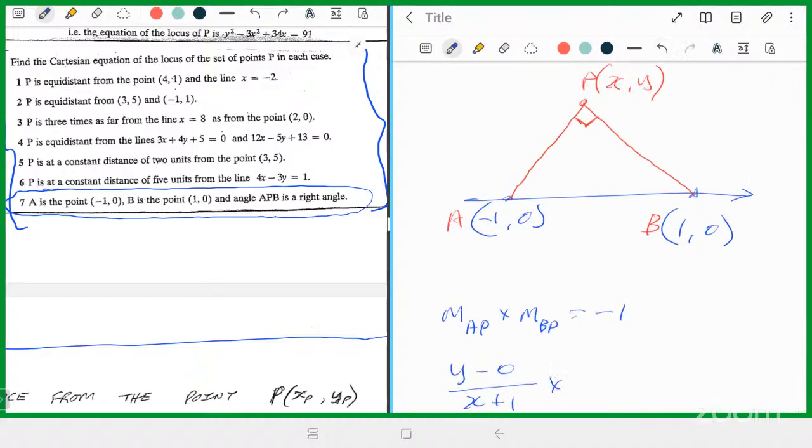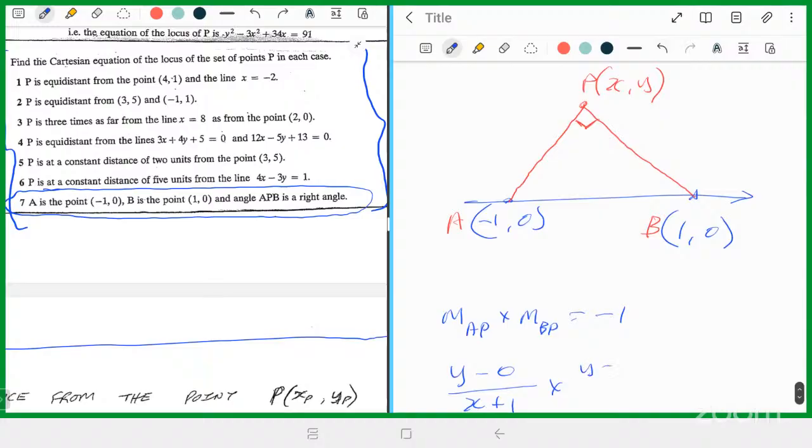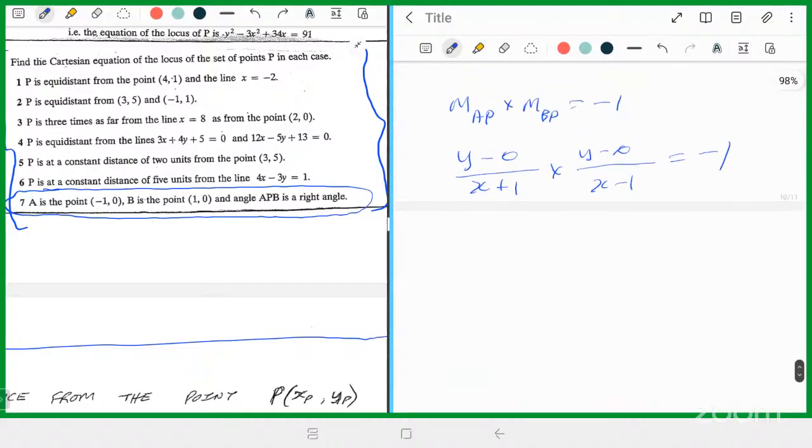Times the gradient of this line, which is difference in y, that's y minus 0 again, over difference in x, that's x minus 1. And that's all equal to negative 1. That's what you're solving there. So the numerator becomes y squared, and the denominator becomes the difference of two squares, which is x squared minus 1. That's all equal to negative 1.